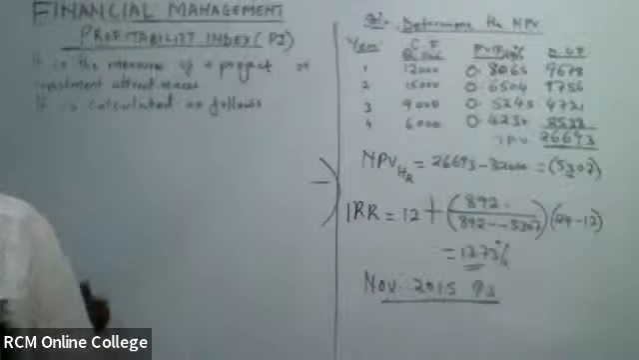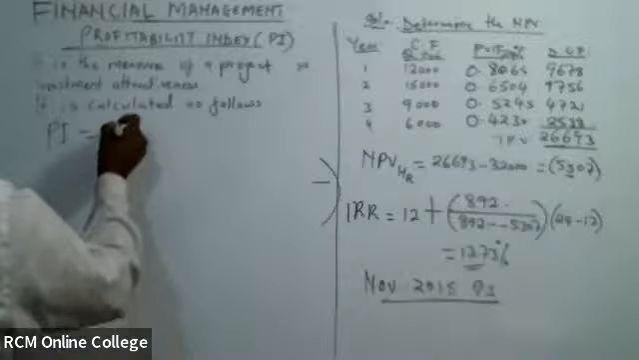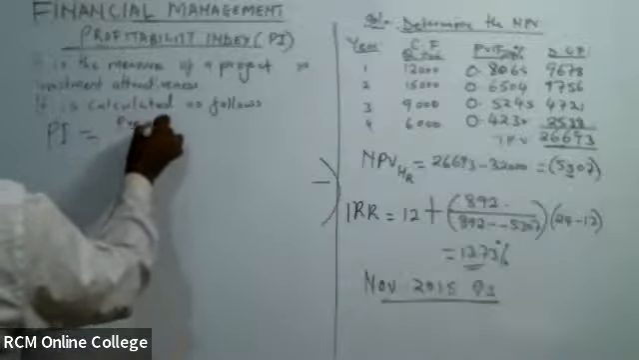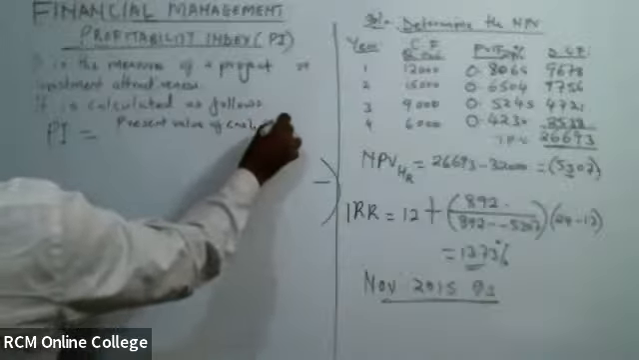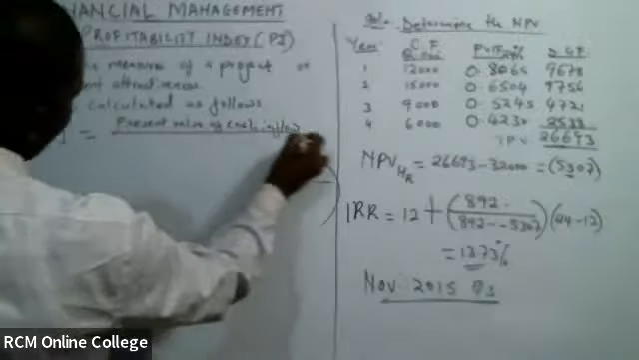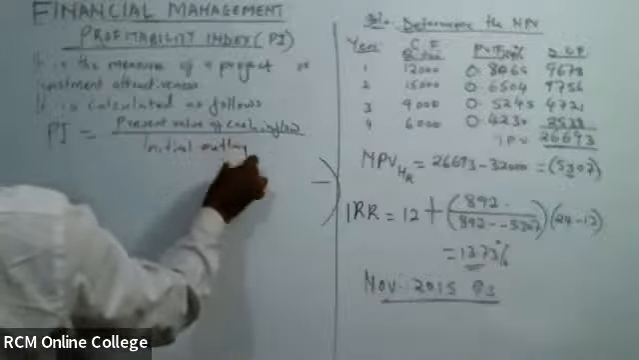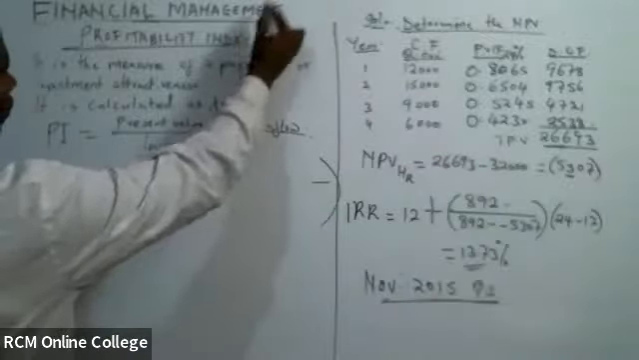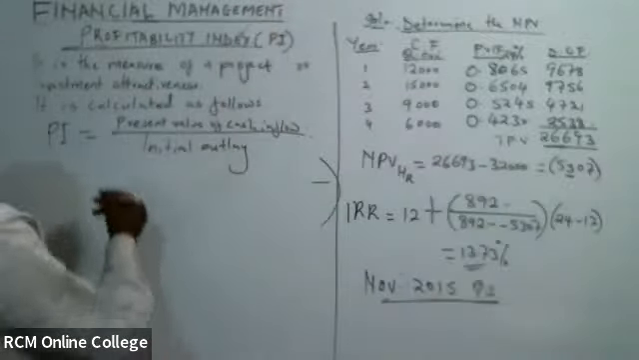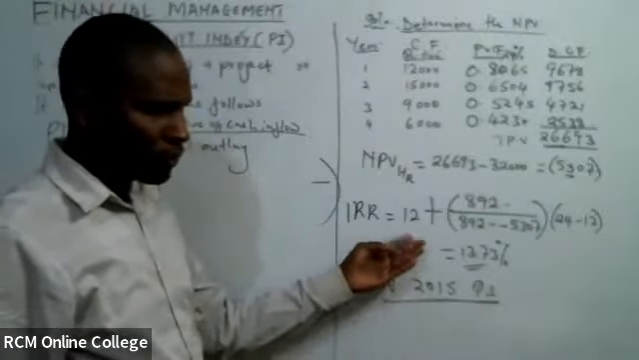It is calculated as follows. To get the PI, we need to first of all get the present value of cash inflow, divided by the initial outlay. Because it's an index, you're not multiplying by 100, it is not a percent. It is an index. By the way, how do you interpret here?